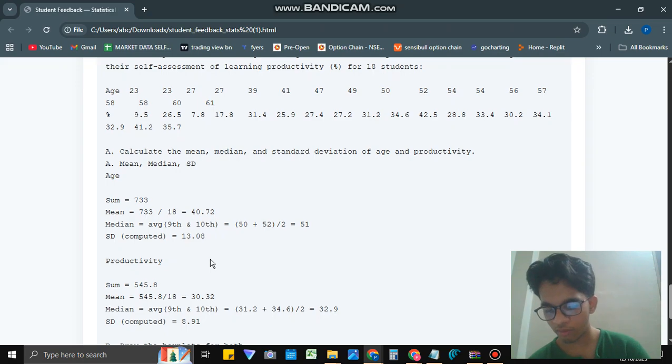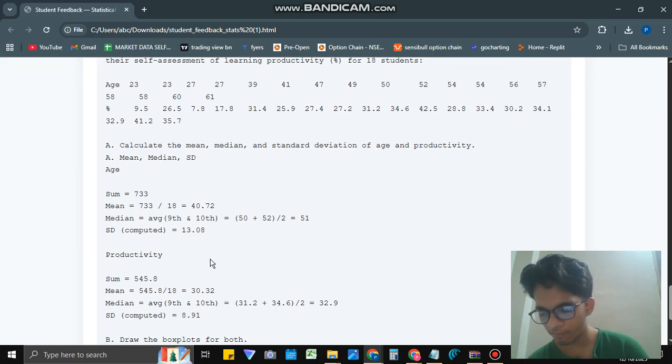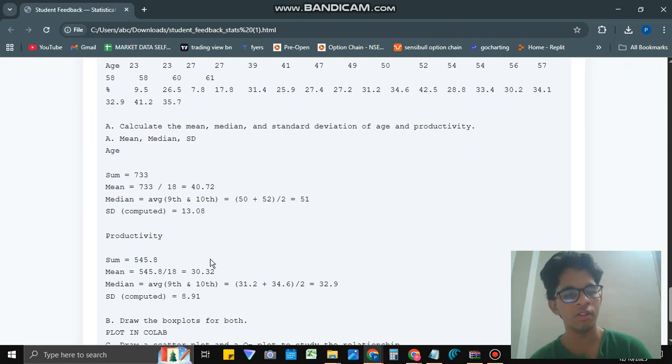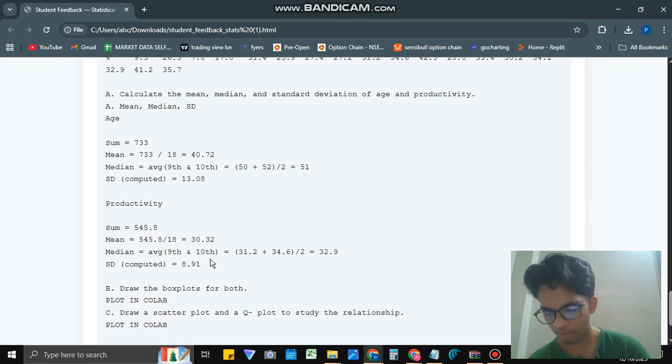Moving on to the next question, in which we are given the data for the Department of Lifelong Learning. It's feedback survey data collecting both student age and their self-assessment of learning and productivity percentage for 18 students. The first task is finding the mean, median and standard deviation.